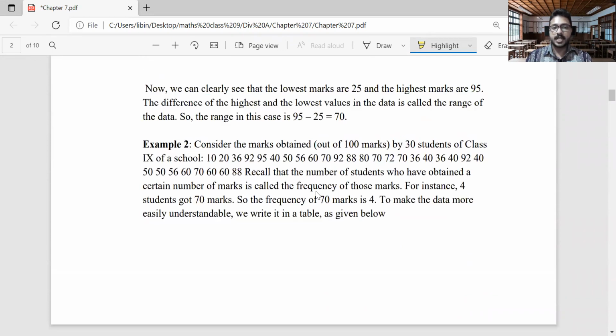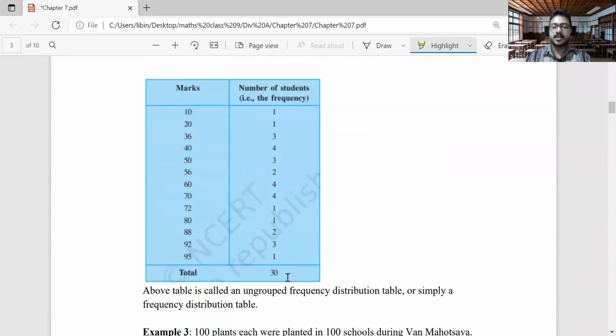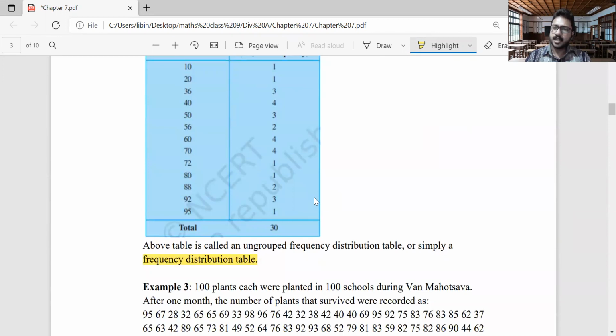The definition for a range: the difference between the highest and the lowest values is called a range. And then we have seen the frequency distribution table also. Now we are going a little bit higher, in the form of an example only.